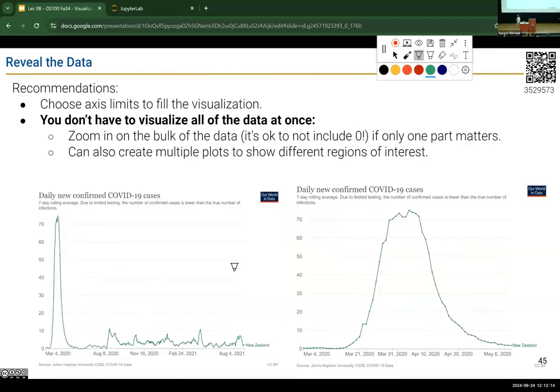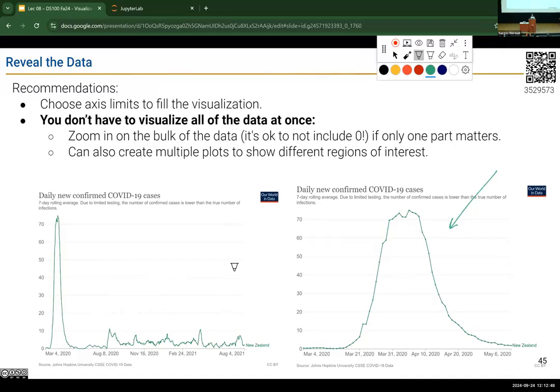Also, speaking of the scale, you don't necessarily need to show and reveal the entire data. So this is an example of, I think, the COVID cases in Australia. And what you're seeing is that it starts from March or sometime in March 2020, and then it goes all the way to August of 2021. And the data is very spread out. You would see those small spikes here and there, but then you would see that largest spike happening around mid-March, right?